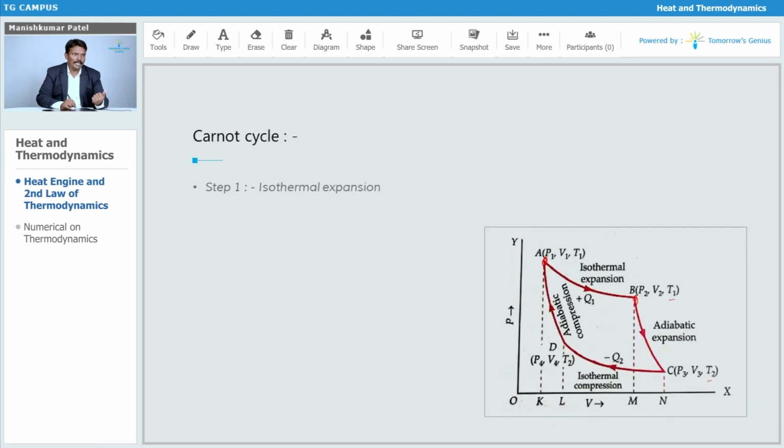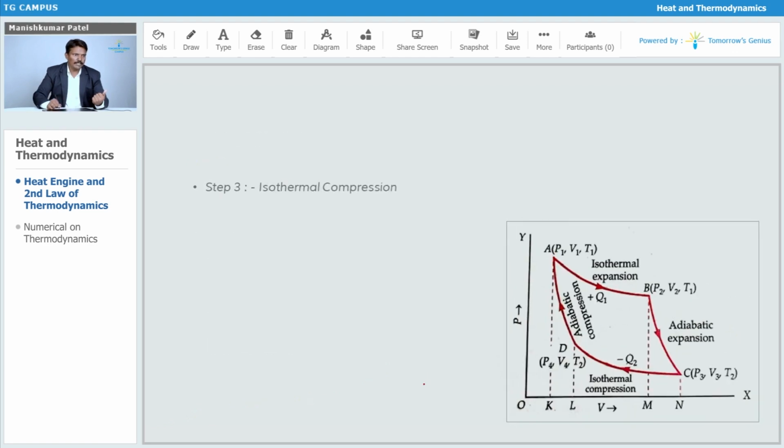When you compress the gas in the third step, its volume decreases and the pressure increases. So the pressure increases and the volume decreases in this isothermal compression, and the temperature is kept constant. This is your third step, the isothermal compression, where heat is given out to the sink at the lower temperature, and that's why Q becomes negative in this case.